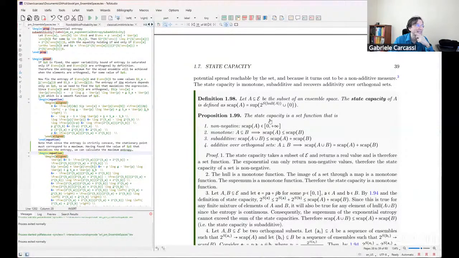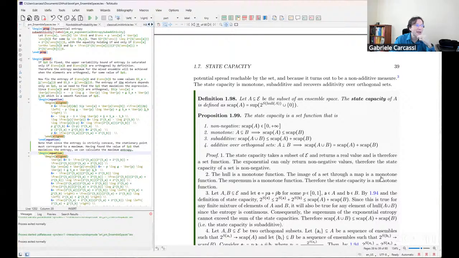The state capacity is monotone, meaning that if you have A that is a subset of B, the state capacity can only be bigger for B. It can't become smaller. So the state capacity of A is less or equal to the state capacity of B. And again, this is simple to prove. The hull is a monotone function. If you start with a set and look at the convex combinations, if you increase the size of the set, you still have all the convex combinations that you could do before. So the hull, the convex combinations that you can get with more things, is just more convex combinations. So the set can only grow.